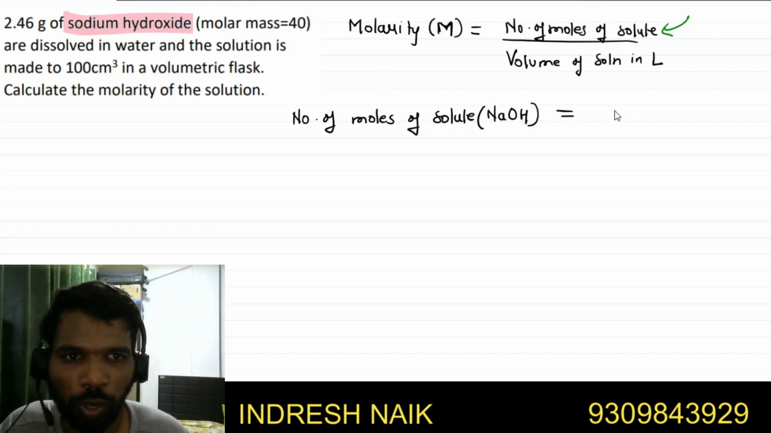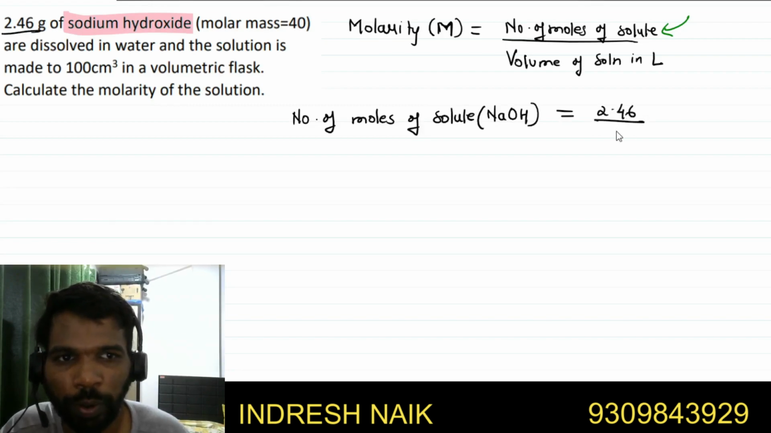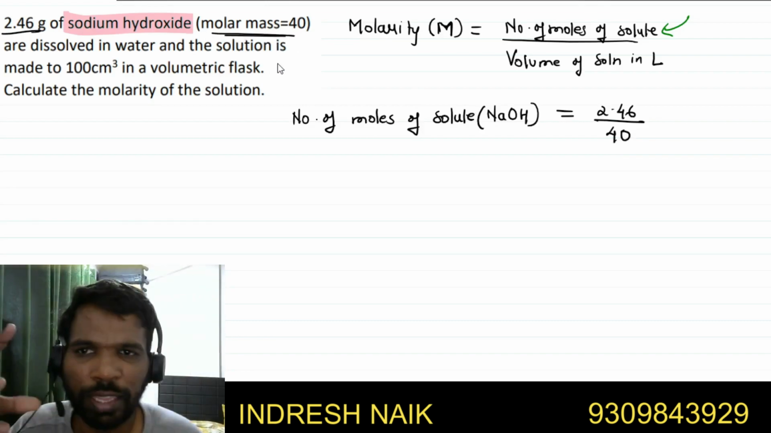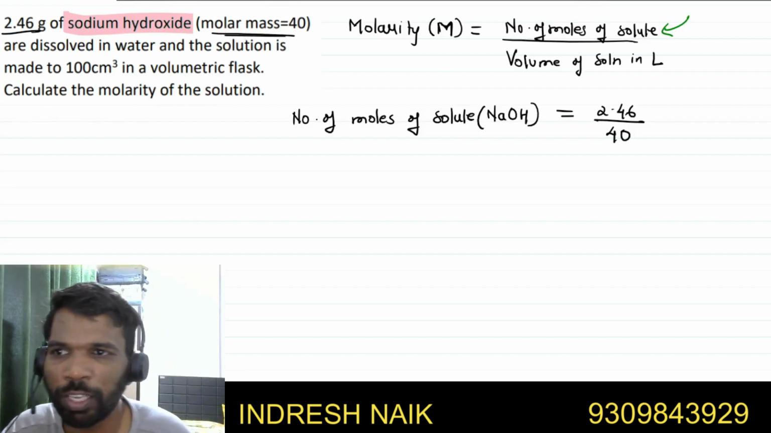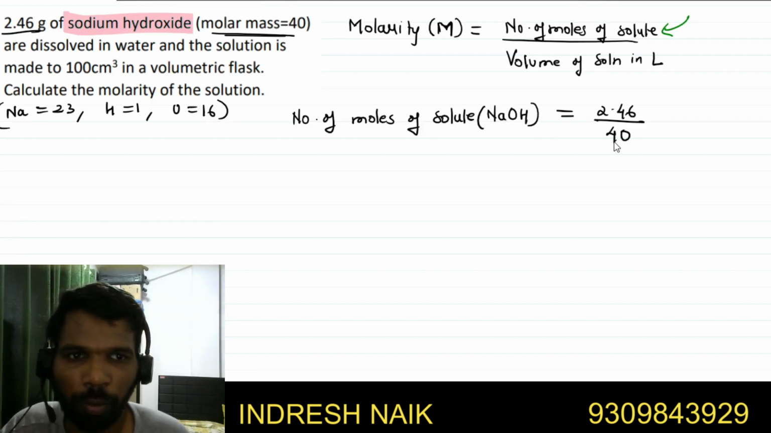So it is equal to what? The number of moles of any substance is given weight divided by molar mass. How much is the given weight? 2.46 divided by 40. 40 is the molar mass of NaOH, right? Here molar mass is given. Sometimes they may not give you the molar mass directly. They will give you the atomic mass of sodium as 23, hydrogen as 1, and oxygen as 16.